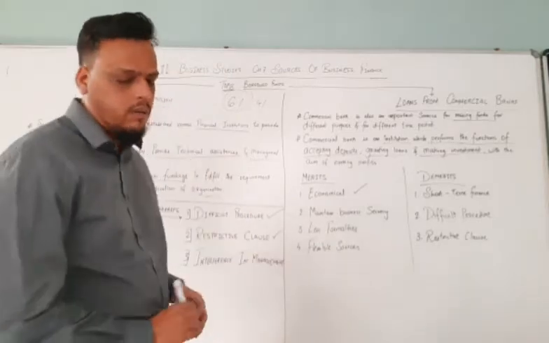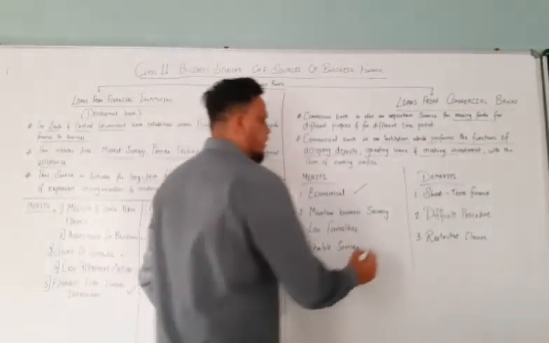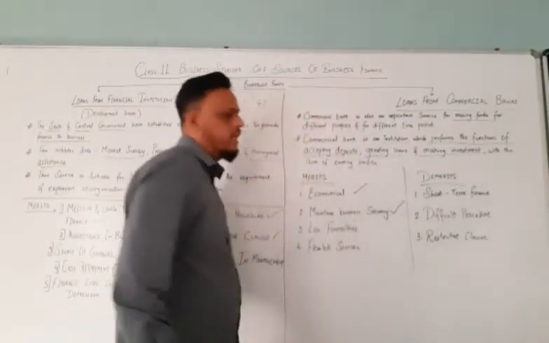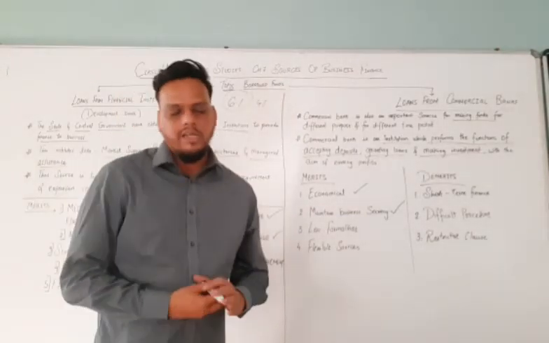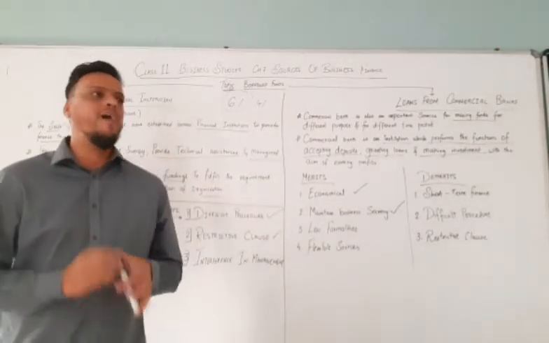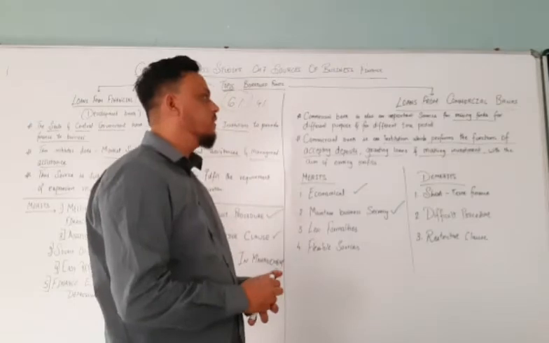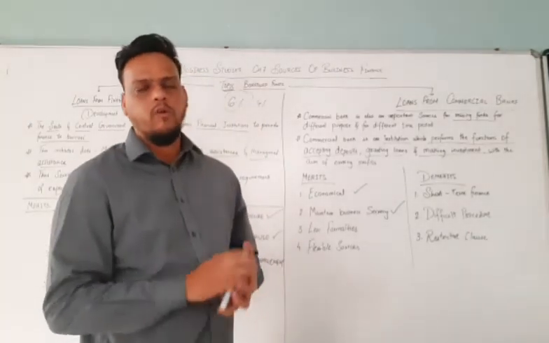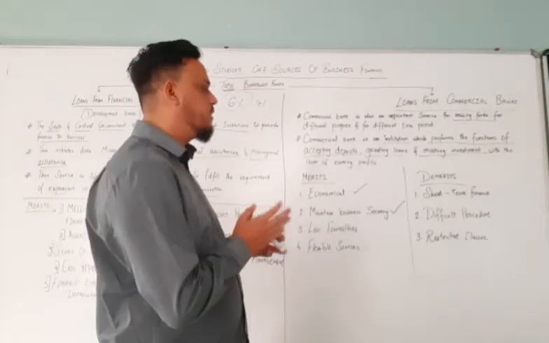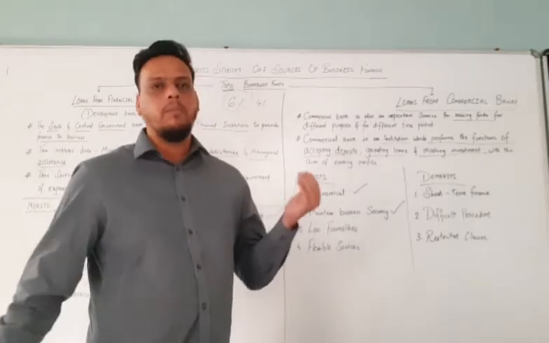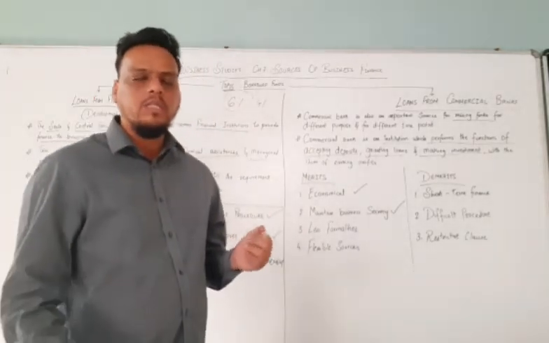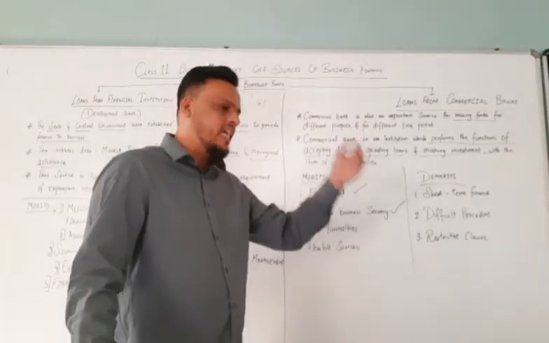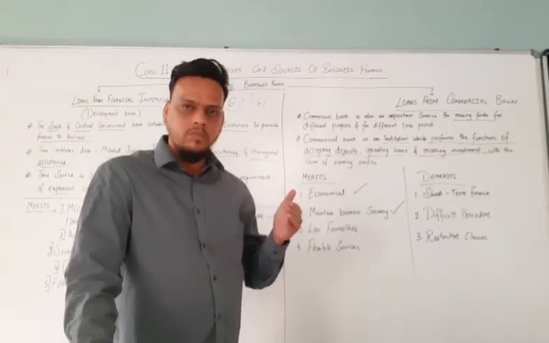Next part is maintaining business secrecy. In a commercial bank, your information does not leak. It is confidential why you have taken the loan from the bank. It is a secrecy. It cannot be known by the public or any rivals. It is between the bank and that particular businessman.